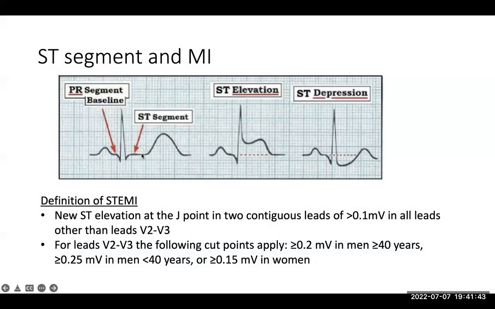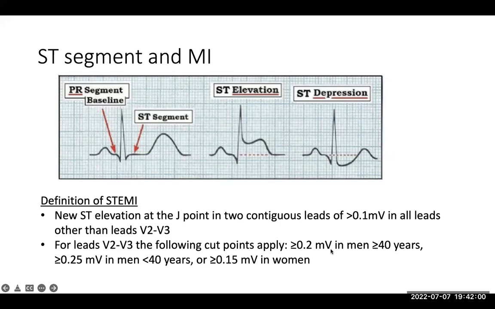This is the ST segment. It is the area between where the S wave is until the T begins, this area. It's usually isoelectric. It's a flat line. If it is above that flat line, we call it ST elevation. If it is below that line, we call it ST depression. That's the most important thing.